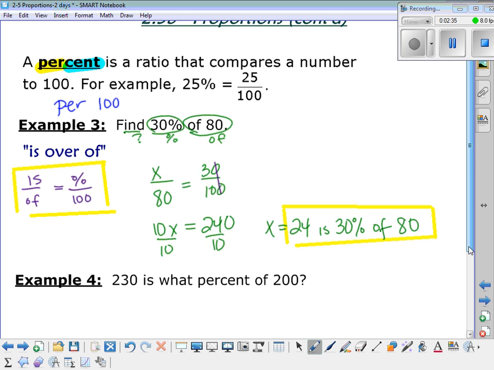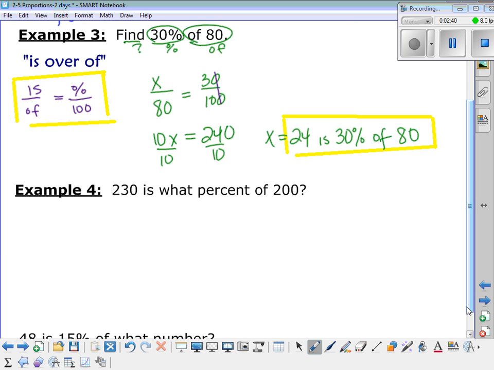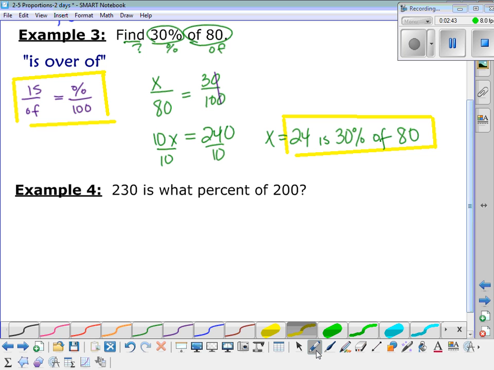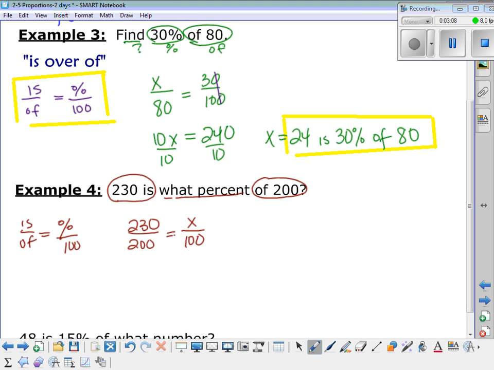Okay. All right, let's do another one in your notes here. 230 is what percent of 200? So here's my is. 230 is. So again, we're doing is over of is percent over 100. So my is is 230. My of is over here at 200. What percent, that's what I don't know, over 100. So 230 over 200 equals x over 100.